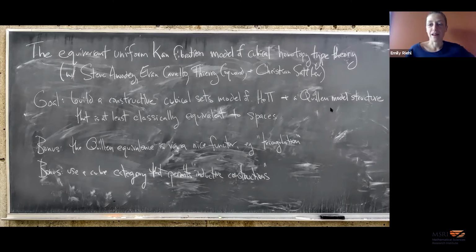If that's to be achieved, there are some additional things that maybe aren't quite as essential, but would be nice bonuses. You'd like the comparison Quillen equivalence to be via a nice functor. Abstractly, two model categories are Quillen equivalent if there's a zigzag of Quillen equivalences between them, but in practice that doesn't give you a nice way to translate back and forth between the model categories. So better would be if we have a single functor, like a triangulation functor, that implemented this Quillen equivalence.